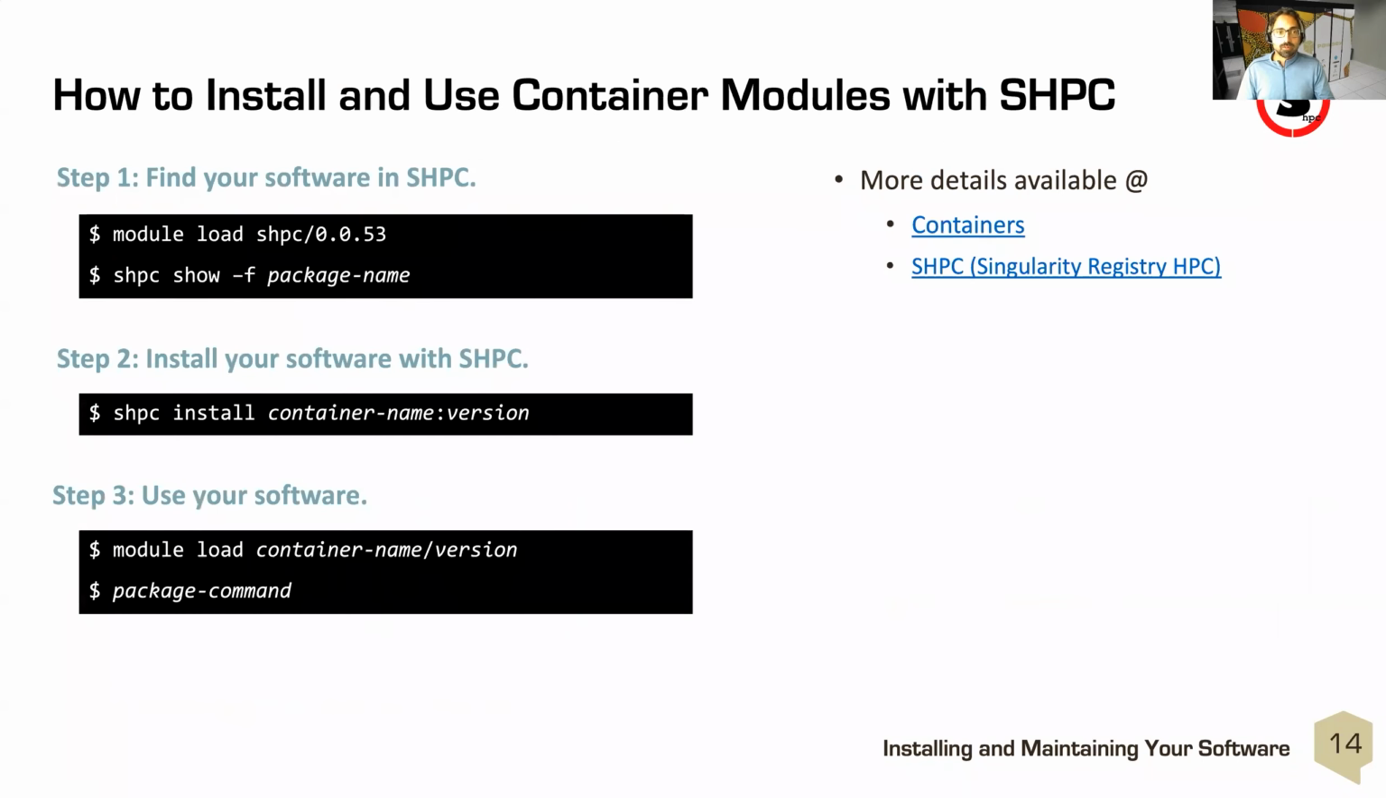And here the idea would be to install something. So you'd module load SHPC, which would provide you that package manager. And then you would tell SHPC to install the container and the version, so container name and version. And it would then install it in your user path. By default, it'll always search for modules in a particular place. You could then module load that container with the version and then suddenly run the package command as if you had it as just a normal module.